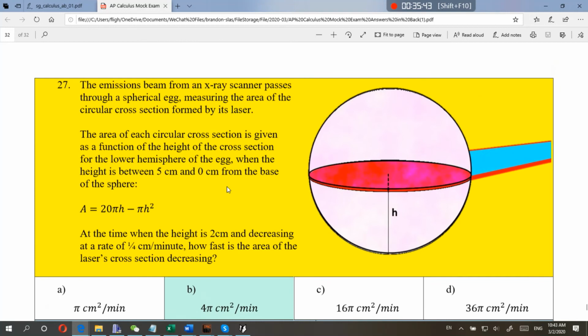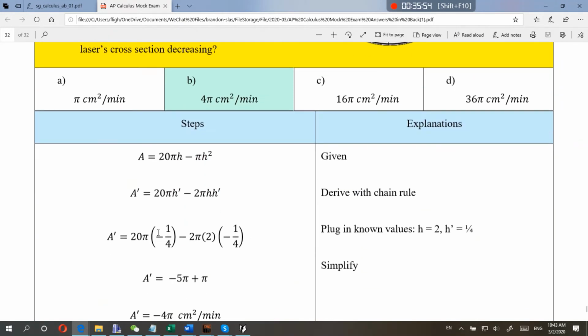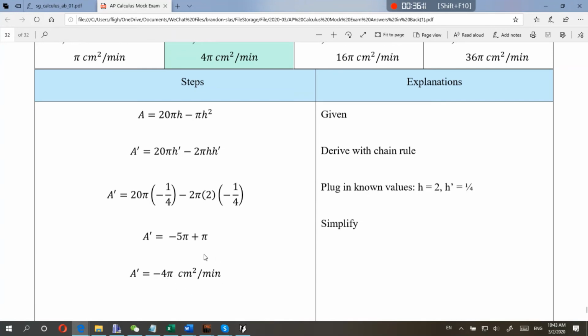Okay, then we were told how fast the height, how fast this laser, was decreasing. We're decreasing at a rate of 1/4 centimeters per minute, and we know what the height is right now, 2 centimeters, so we can plug in directly. H prime is negative 1/4, and h is 2. Okay, so that gives us negative 1/4 times 20 pi is negative 5 pi, and then negative 4 pi times negative 1/4 is pi. So that gives us negative 4 pi centimeters squared per minute.